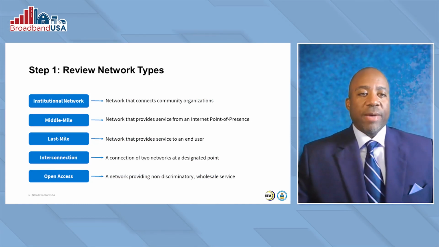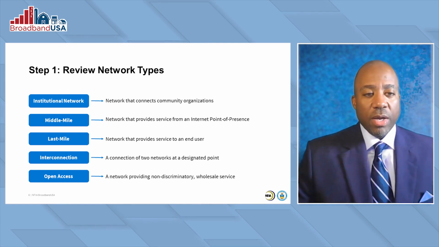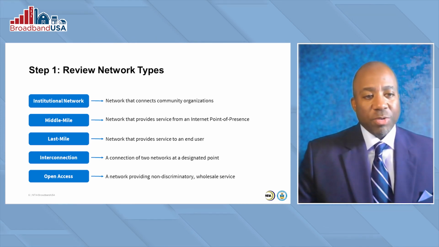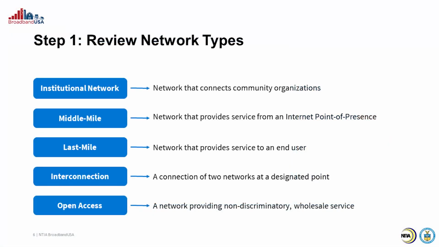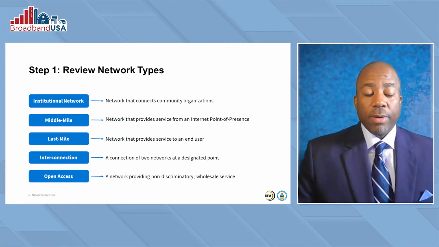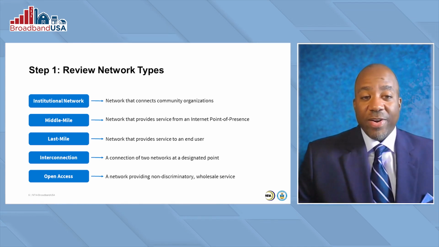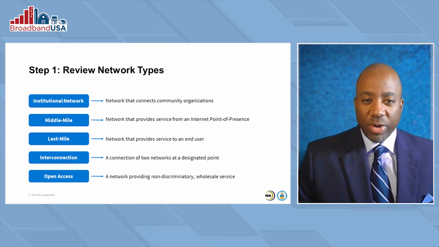So let's move to step one and look at the review of the network types. So again, this is a summary of the module one that we talked about when we provided an overview. But we're looking at generally 5 different types of networks, right? An institutional network generally connects community organizations or large-scale anchor institutions like schools. Many of our institutions of higher education belong to a statewide institutional or educational network.